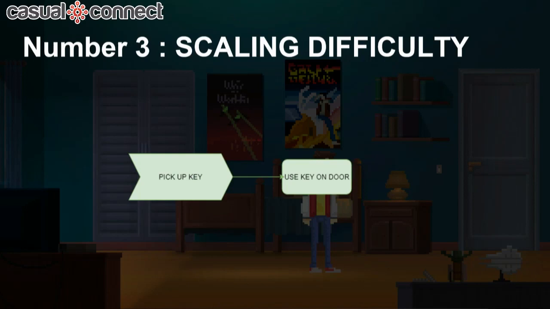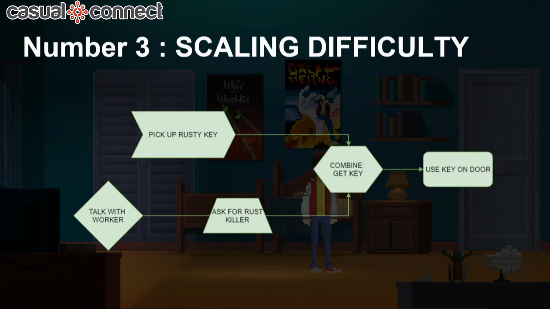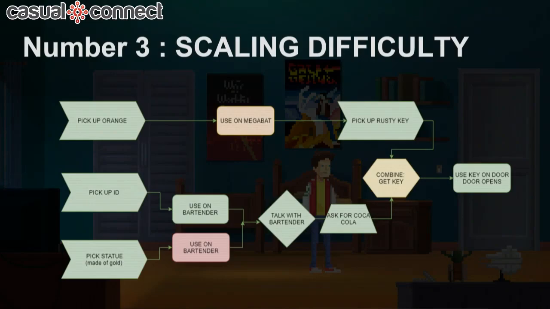Not everyone knows that, so it's a really obscure solution. So, scaling difficulty. You start with something really easy, like pick up a key, use key on the door, that will be really easy. Then you have a puzzle that is a bit more complex. I will not go point by point because we would be here forever. By making those charts we already talked about, just looking at the chart you can realize that this is becoming harder, and harder, and harder.